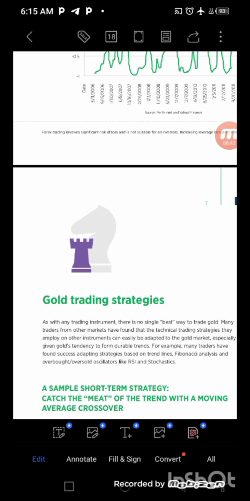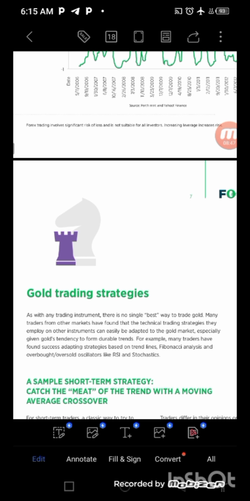As with any trading instrument, there is no single best way to trade gold. Many traders from other markets have found that the technical trading strategies they have employed on one instrument can easily be adapted to the gold market, especially given gold's tendency to form durable trends. For example, many traders have found success at adapting strategies based on trend lines, Fibonacci analysis, and overbought/oversold oscillators like RSI and stochastic.